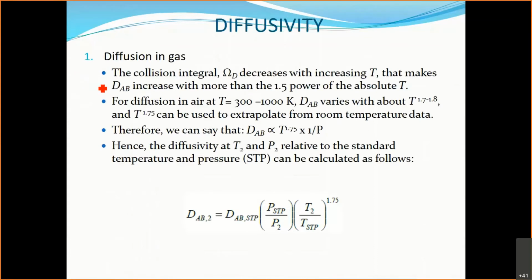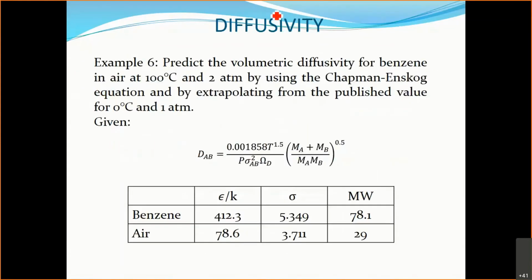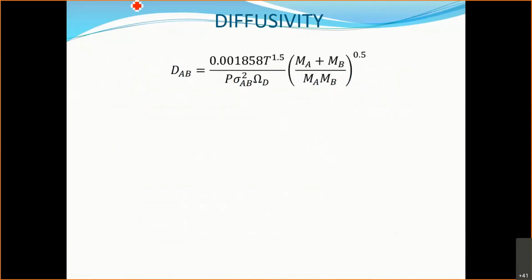Let's say this is the example: predict the volumetric diffusion for benzene in air at 100 degrees Celsius and 2 atm. We are actually using this equation. We want to find the diffusion coefficient for benzene into air. The temperature was given, 100 degrees Celsius. We can find the molecular weight of benzene, the molecular weight of air, and we know the pressure.